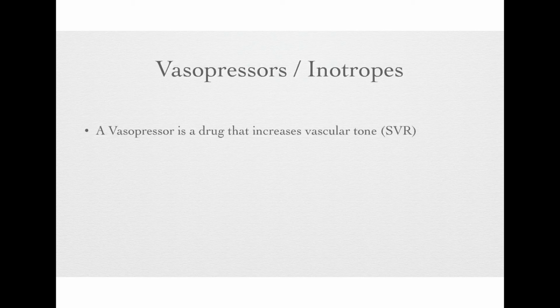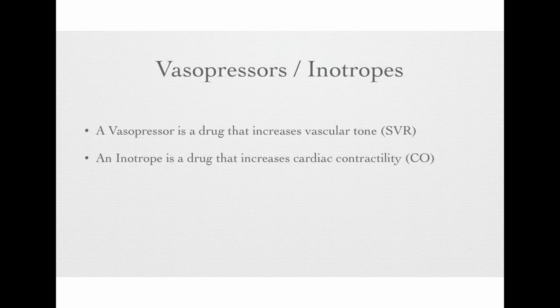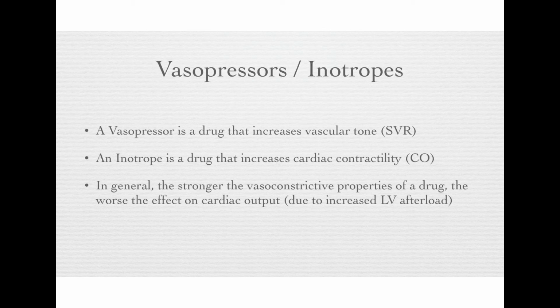Vasopressors are essentially any class of drugs that will increase a patient's vascular tone or systemic vascular resistance to increase their blood pressure, whereas inotropes focus more on increasing the patient's cardiac contractility, which affects their cardiac output. Importantly, the stronger the vasoconstrictive properties of a drug, typically the worse the effect of that drug on the patient's cardiac output. This is largely due to the increase in left ventricular afterload that's caused by increased systemic vascular resistance.